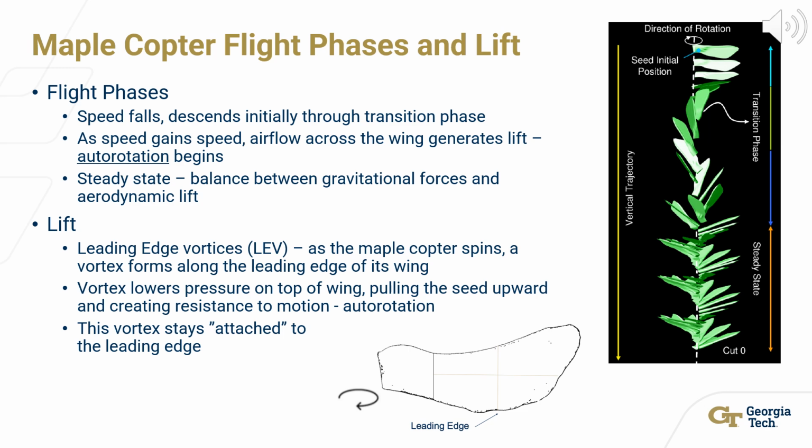Now, how is the autorotation generated? The autorotating seed creates a leading edge vortex. As the maple copter spins, a vortex along the leading edge of its wing, which is shown in the image below, forms. This vortex lowers pressure on top of the wing, which pulls the seed upward and creates a resistance to motion. This slows the seed's descent, and the vortex stays attached to the leading edge, which is what maintains this lift and slow descent.